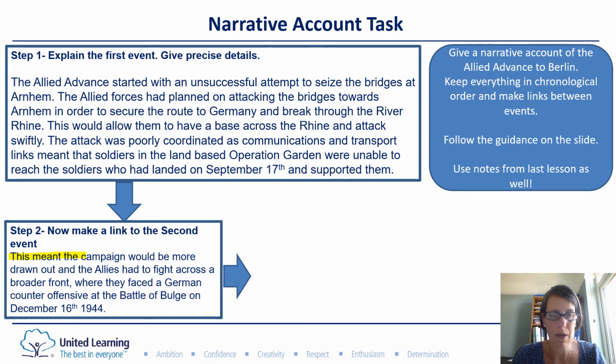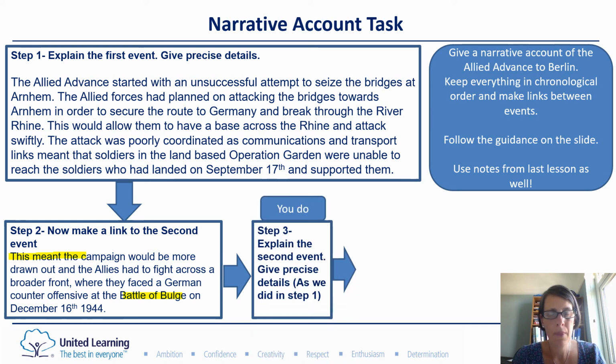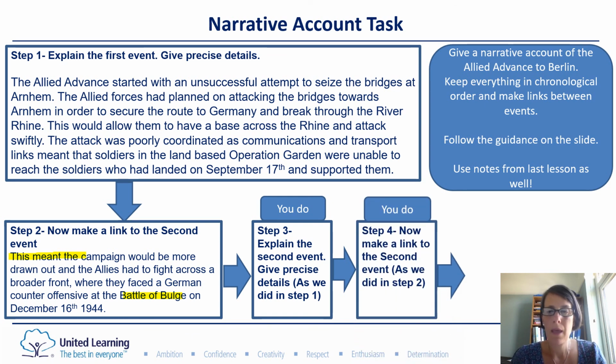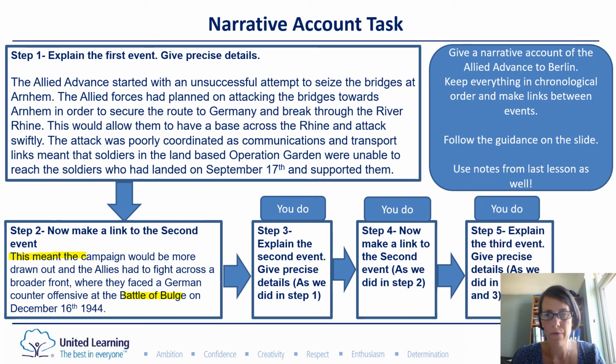The next event was the Battle of the Bulge that we looked at last lesson. So now you can explain the Battle of the Bulge from last lesson. Can you give some of those details? Use your work from last time. Can you link on then to what we've done this lesson? And then finally explain what we've looked at this lesson. So some details about what happened at the end of the war and those last events in Berlin and the end of the war in Europe.